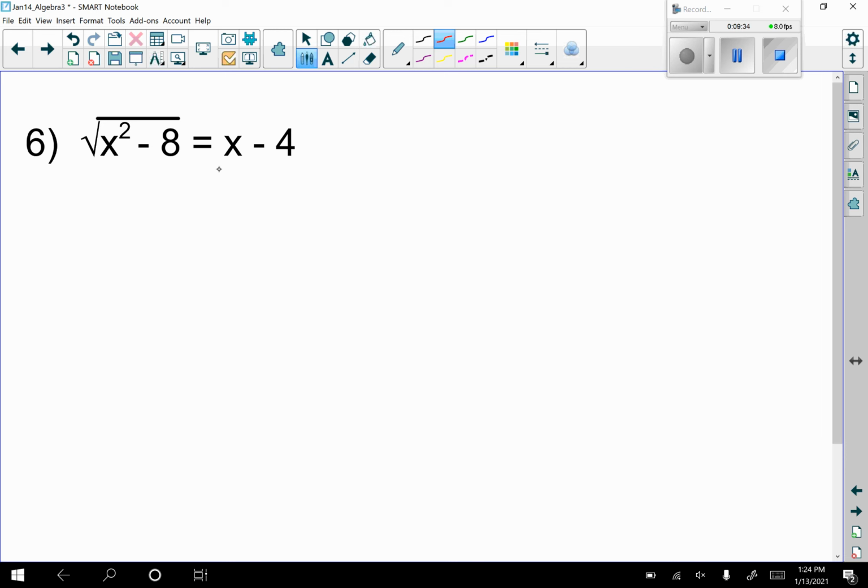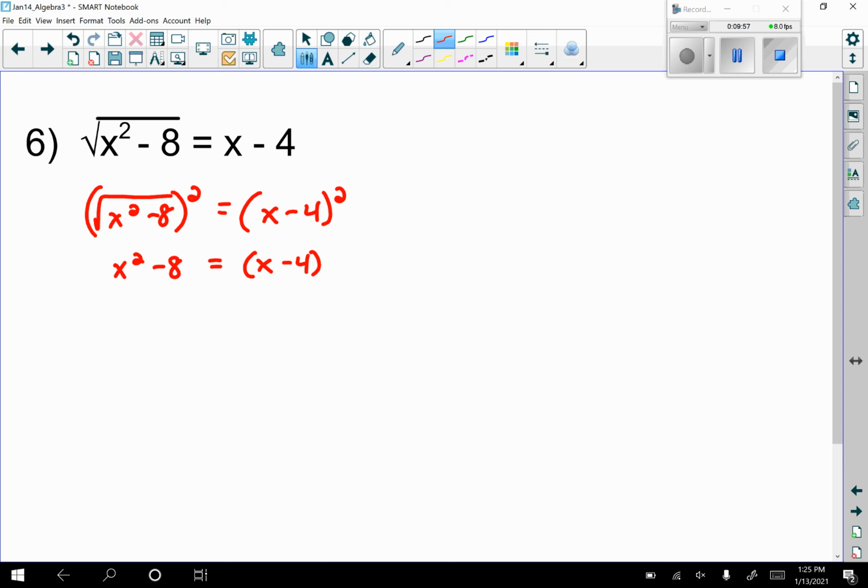If you notice here, we have an extra variable that's not underneath a radical. So this is where it's going to change. Right now, on the left side, we have our radical isolated. So our first step is to square both sides. But notice over here, it's a binomial, so I need to square that binomial. So now this becomes x squared minus 8 on the left.